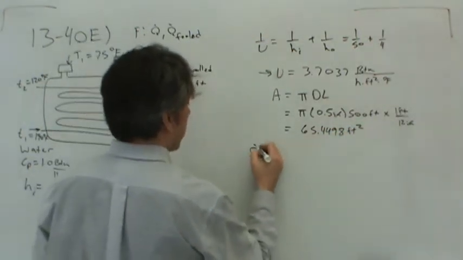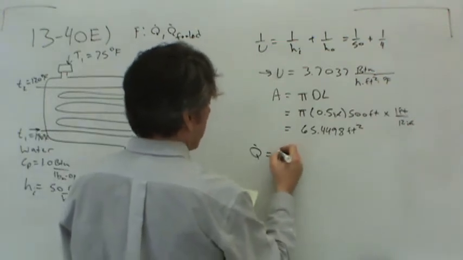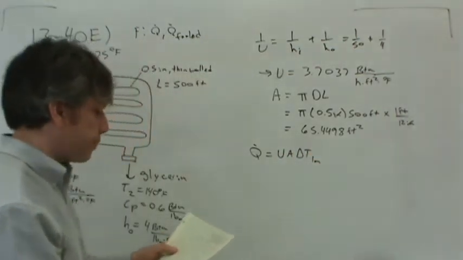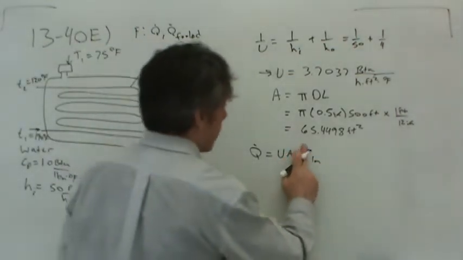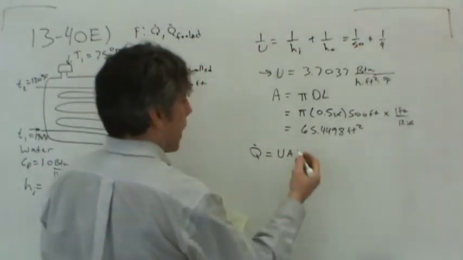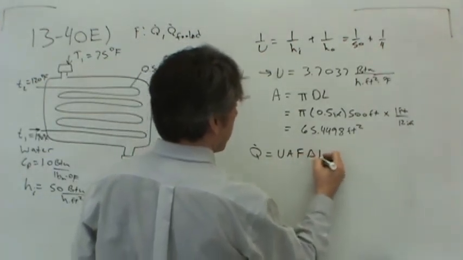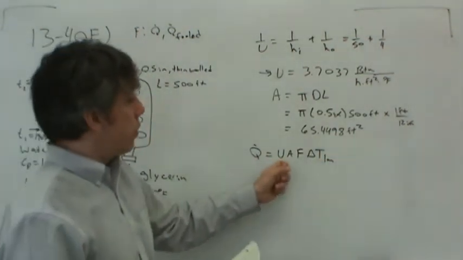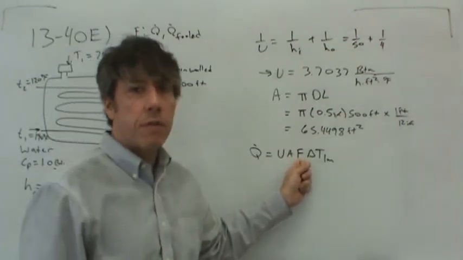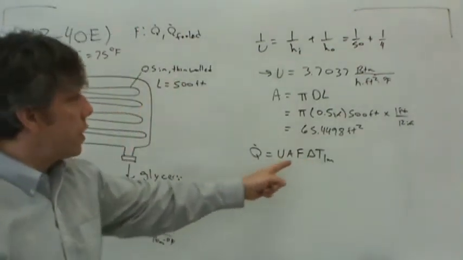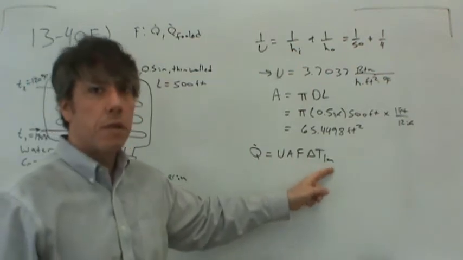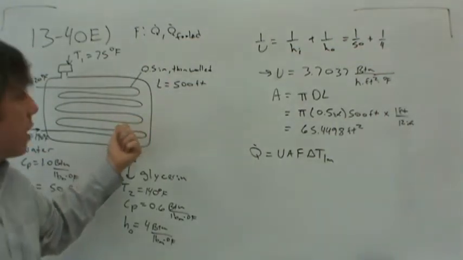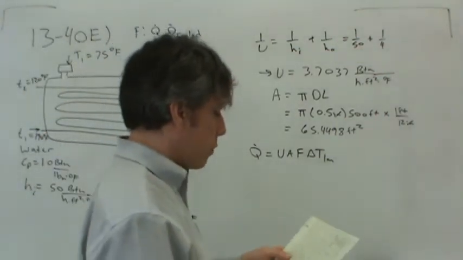Now, to calculate the overall heat transfer rate, it would be Q equals UA delta T log mean. Now remember, I forgot one thing. That's for a double pipe heat exchanger. We need a correction factor, F, and then delta T log mean. Okay, so we've got U, we've got A, we need this correction factor, F, and remember that correction factor is so that the log mean temperature difference is corrected from a double pipe heat exchanger to whatever particular heat exchanger we have. In this case, this 1 shell pass, 8 tube pass heat exchanger.